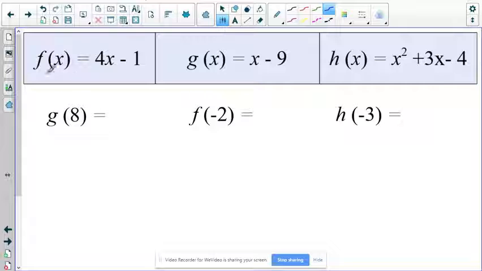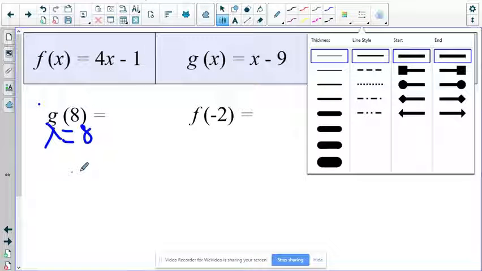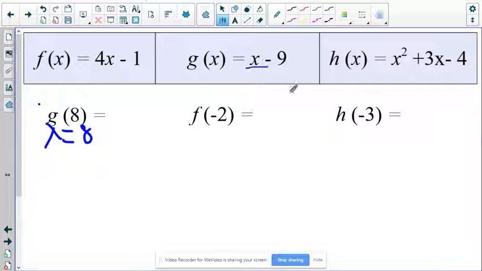So here we go. Notice I have 3 functions, f of x, g of x, and h of x. And I have these things here. So this is saying in this first spot, g of 8. That means take x equals 8 and plug that into the g function. So if I were to do that, exactly where I see an x in g, right here, I would put 8. So I'm going to write 8 minus 9. And what is 8 minus 9? It's -1. So my answer to the first one is when I plug in 8, my y value is -1.